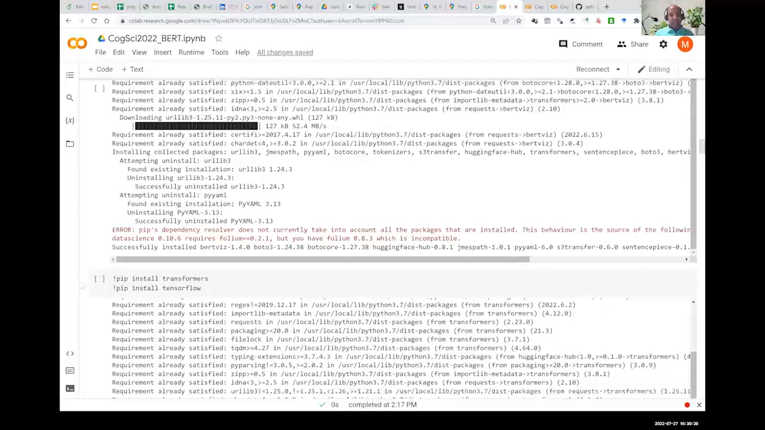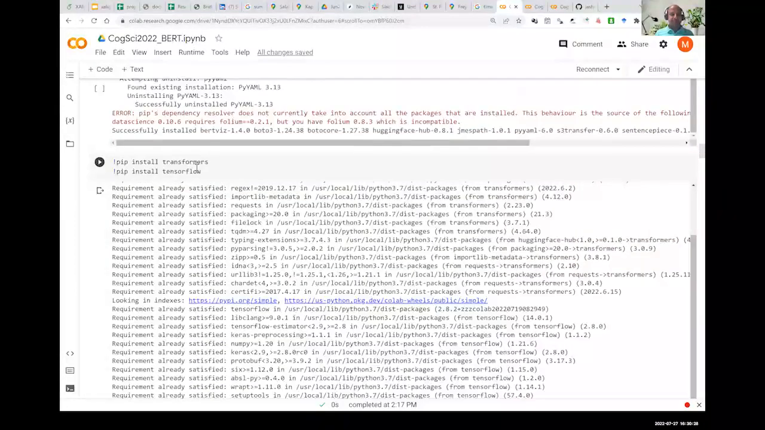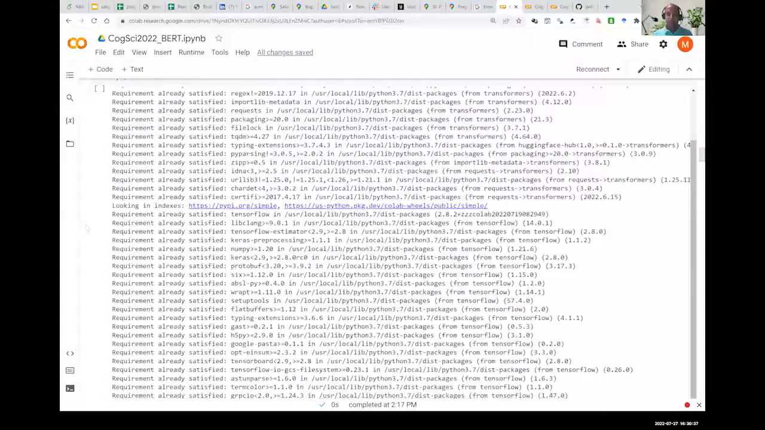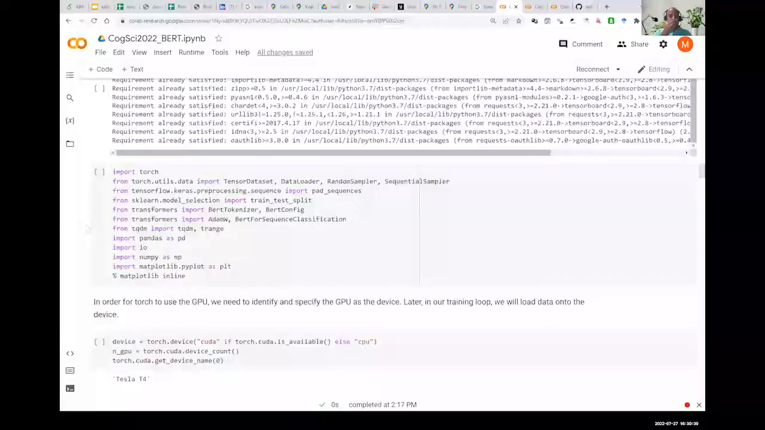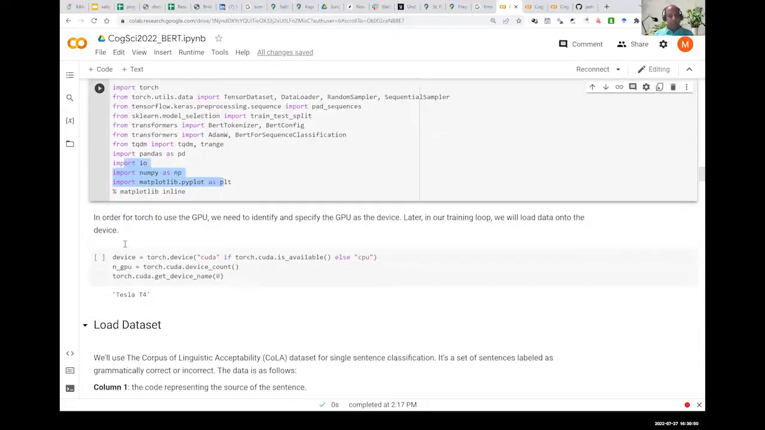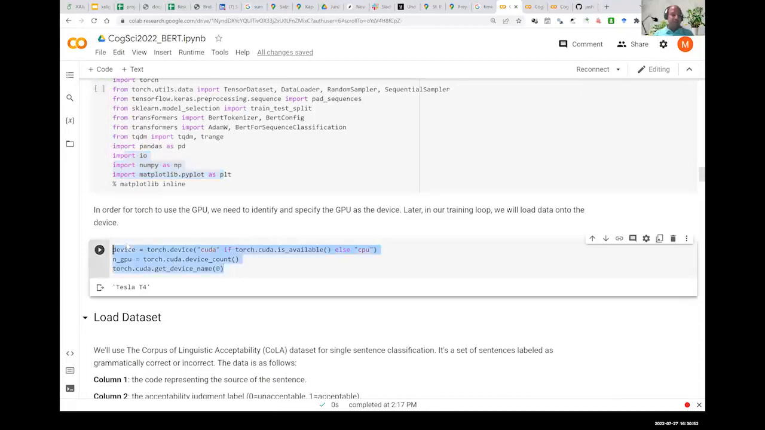I'm installing transformers and TensorFlow. By default, these should be installed on your Colab environments, but in case you are running this outside Colab, you would need to install transformers and TensorFlow in those environments. And then finally, I'm importing these things: essentially torch, transformers, and some basic Python libraries. Okay, just checking if a GPU is available.